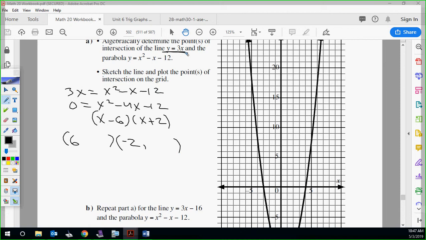That's the line we drew. Yep, that's all right. Good question. Then how we find the y is we just plug it into either equation. It doesn't matter which one we plug into. So 6 times 3 is 18, which means it was 6, 18. Negative 2 times 3 is negative 6. Again, if you put it into the other equation, it would be the exact same answer.